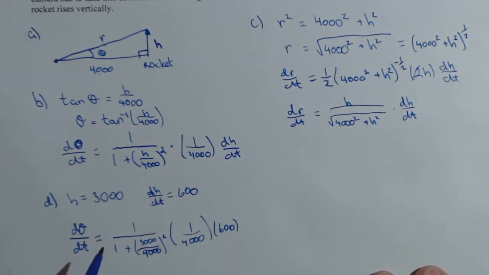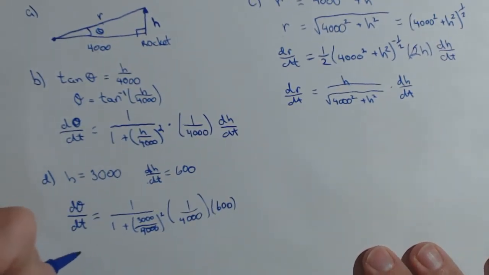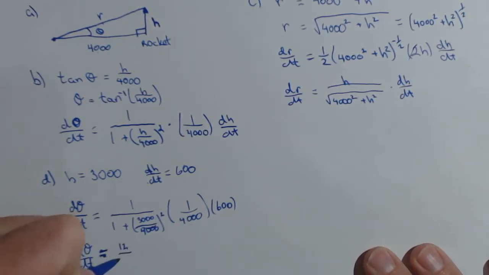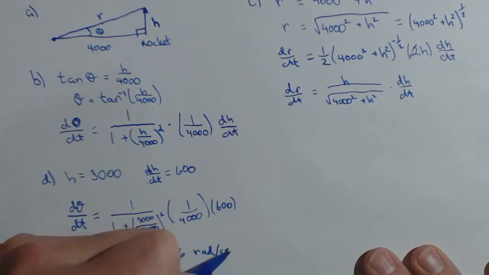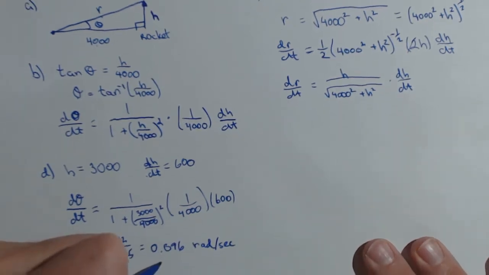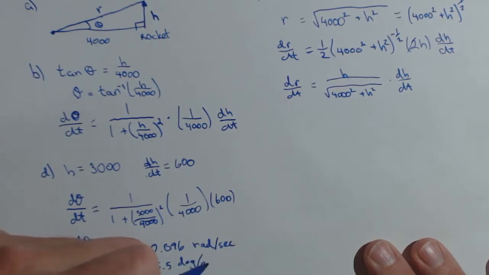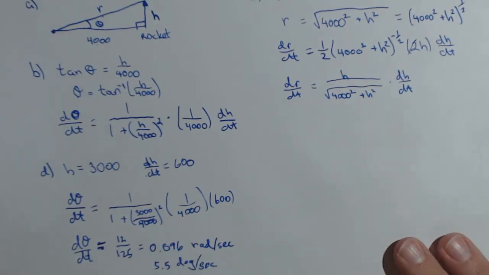Evaluating this, we get that d theta/dt, when all is said and done, comes out to be exactly 12 over 125, or if you want to do it as a decimal, 0.096. This is going to be in radians per second. Okay? We're in radians in this problem. If we wanted to, we can convert that. That actually comes out to about 5.5 degrees per second, if we wanted to have it in degrees, and just multiply by 180 over pi.